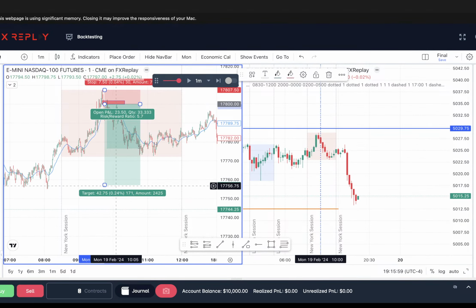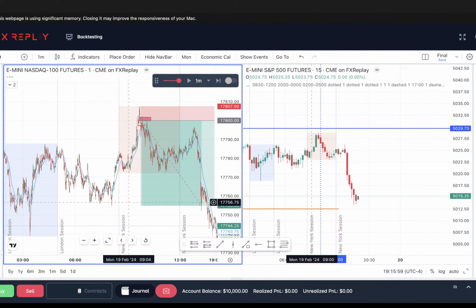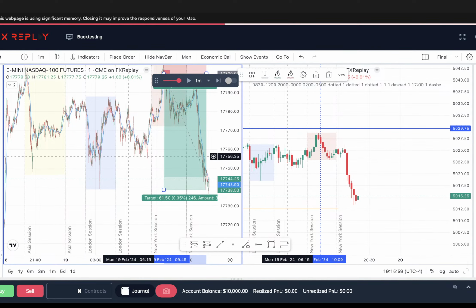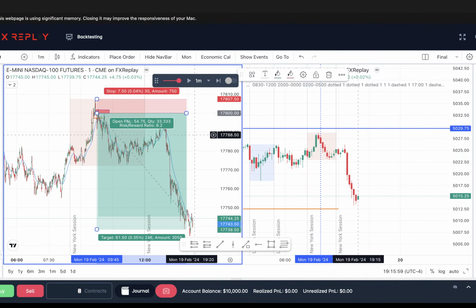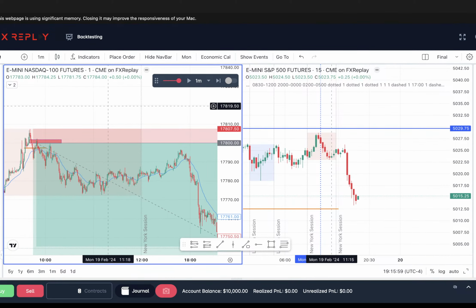Set my brackets, and look, you get a nice 1 to 6, and it kept going lower if you wanted it. Actually, on the 15 minute we targeted here, but on the 1 minute you would have got a 1 to 8, which is a fucking awesome trade. But sometimes you get faked on the 1 minute. But again, like I said, on the 1 minute your stop loss is so little. Who cares?